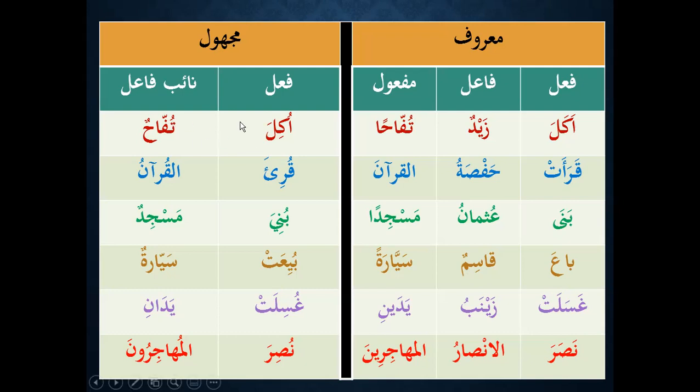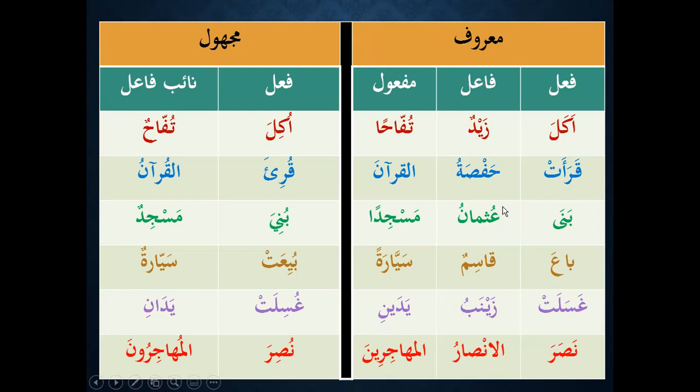So the apple was eaten. The Quran was recited. The masjid was built. The car was sold. Two hands were washed. The migrators were helped. So helping was it, who was the doer here? Ansar, the helpers, they helped. Zainab washed the hand. Qasim bought or sold the sayyara. Uthman built the masjid. Hafsa memorized the Quran or recited the Quran. Zayd ate the apple. But these doers are not mentioned.